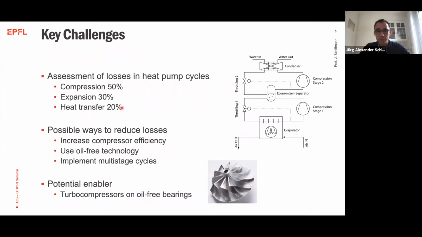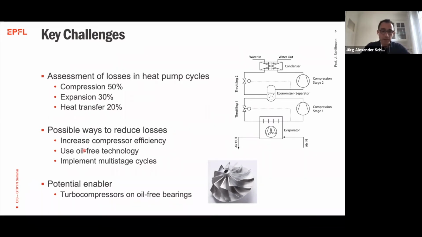Now, in order to answer this question, we have assessed the energy losses in typical heat pumps. And it turns out that 50% of the overall losses in heat pumps are generated in the compression process. 30% are happening during the expansion process and 20% occur during the heat transfer. Now, what are possible ways to reduce these losses?